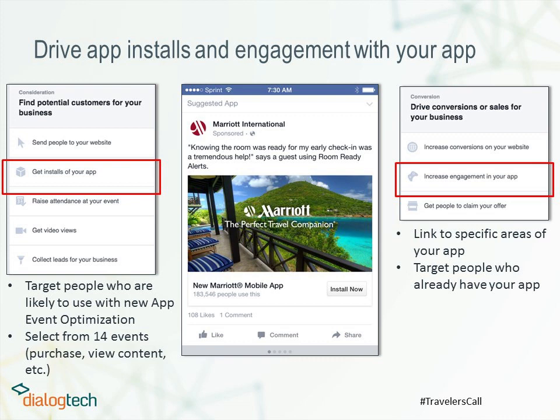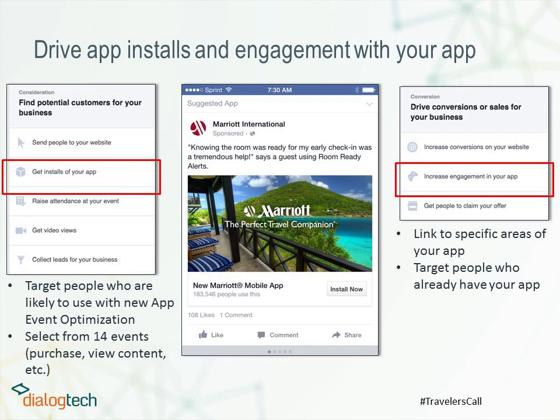A great ad format is the app install or app engagement ad. So if you have an app for your hotel, resort, cruise line, whatever it is, you can run ads that try to get people to install your app. And Facebook just recently came out with a new app event optimization targeting strategy where you can, instead of just targeting people to get them to install, find people that are more likely to actually use your app once they install it. You can pick different events that are likely to signal that. So someone who's likely to make a purchase in your app or view content in your app, you can select these to try to get your app install ads in front of the right people, not just people who are going to install it, but people who will actually use it.